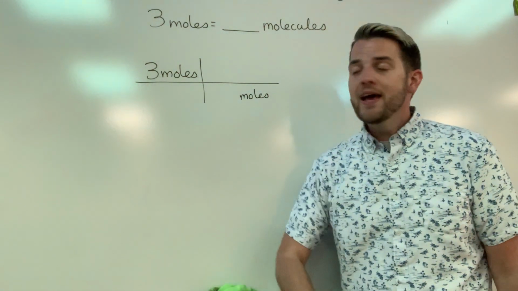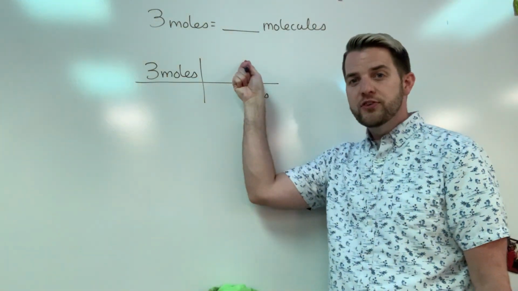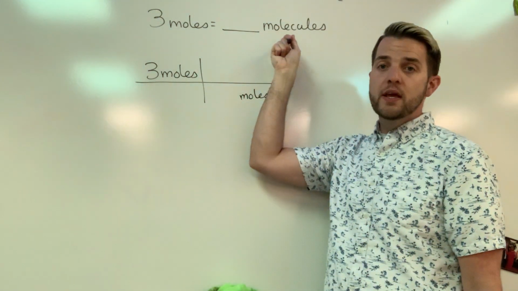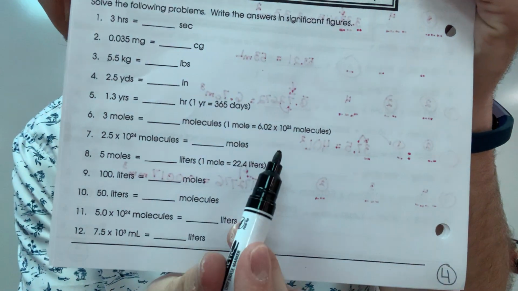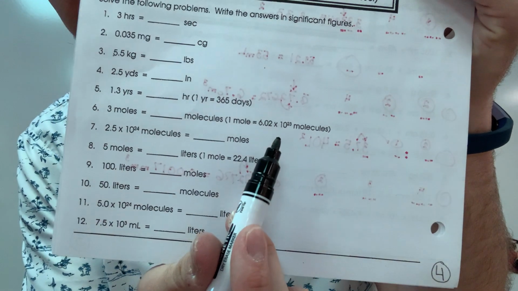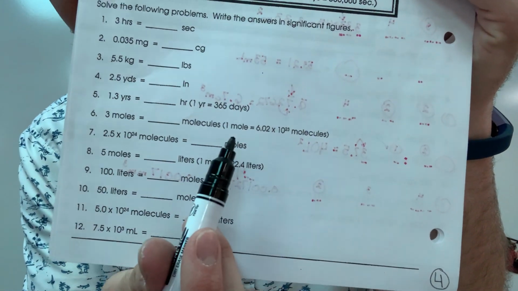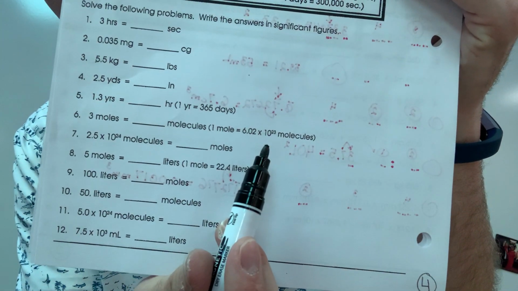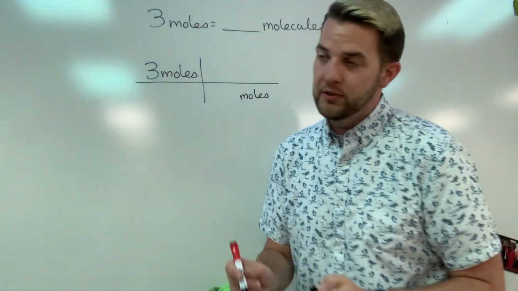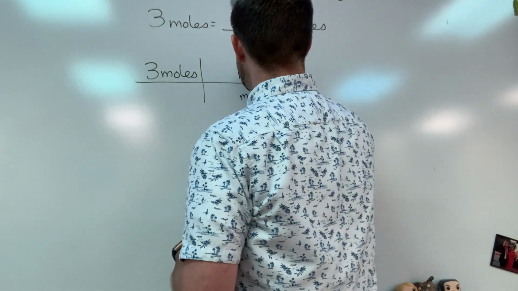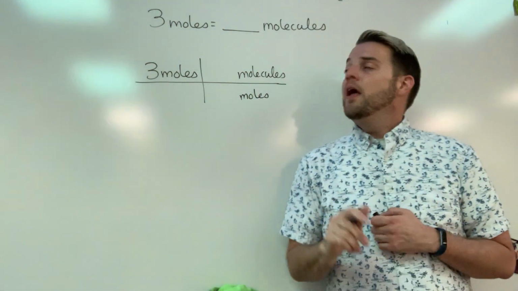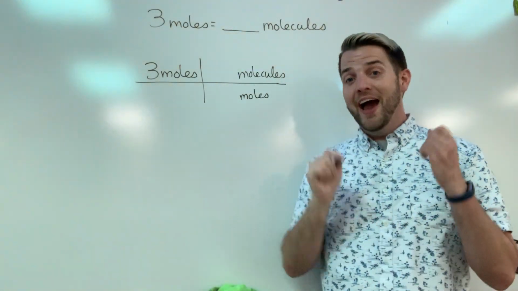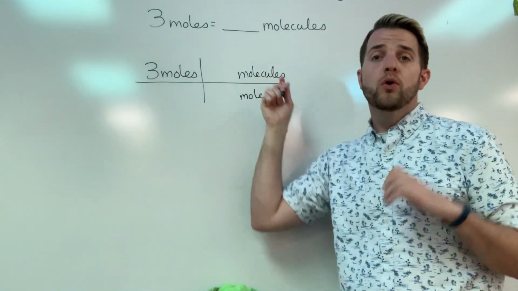Okay? And again, I then need some sort of factual statement to get to ultimately molecules. Well, it just so happens that on our paper, there is a direct relationship between moles and molecules. And that is that 1 mole of any substance is 6.02 times 10 to the 23rd molecules of that substance. There is a direct conversion. There is a factual conversion that exists between moles and molecules.